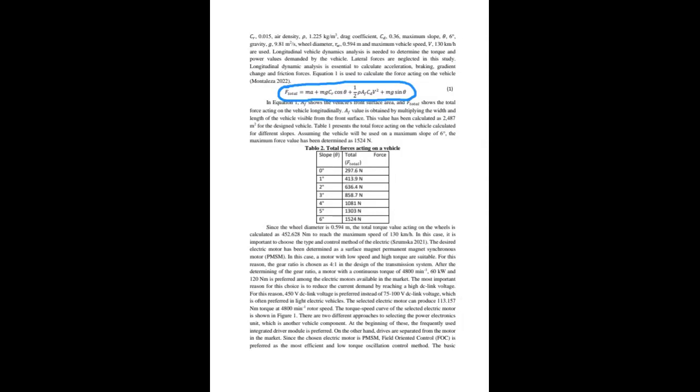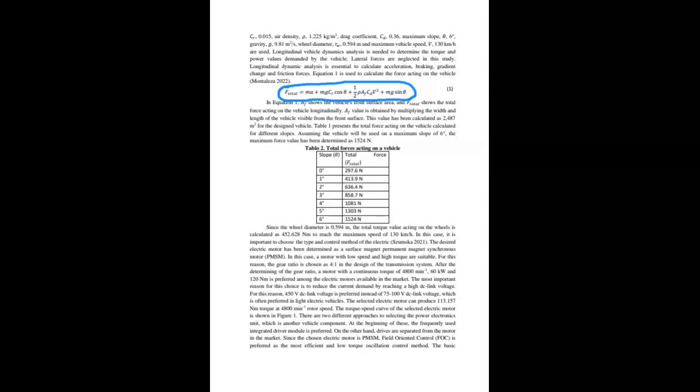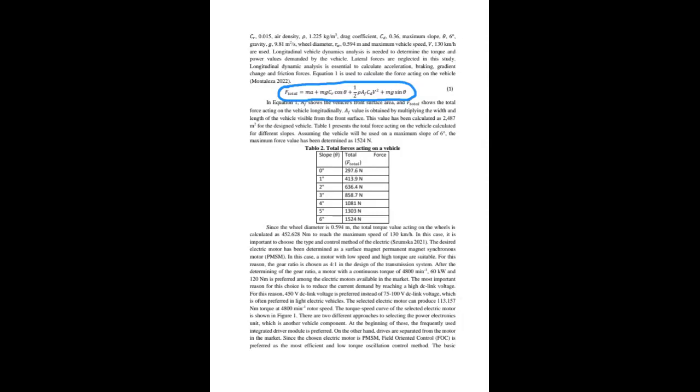What does it mean? My total torque 450. I choose 4 over 1 transmission. What does it mean? This value over this value gives us 120 Newton meter. Okay, 120 times 4 will be equal to nearly the needed torque value.